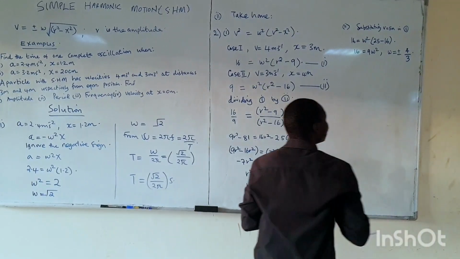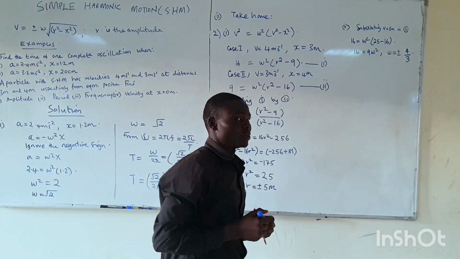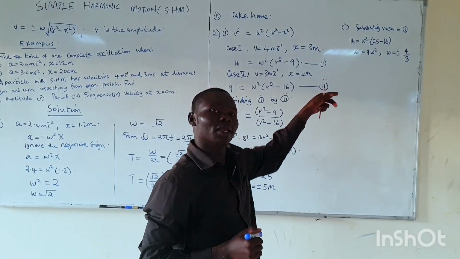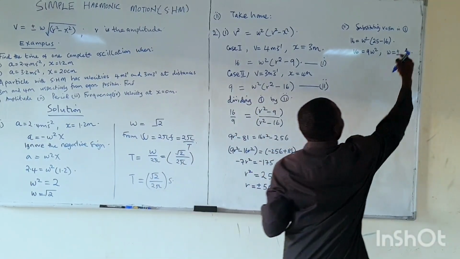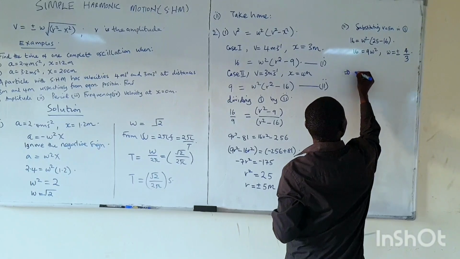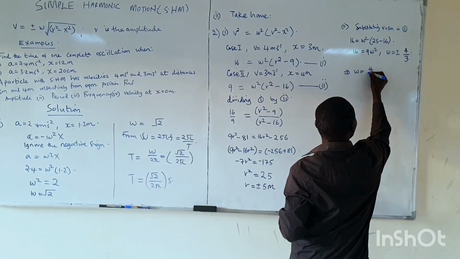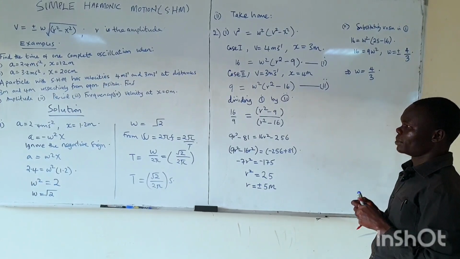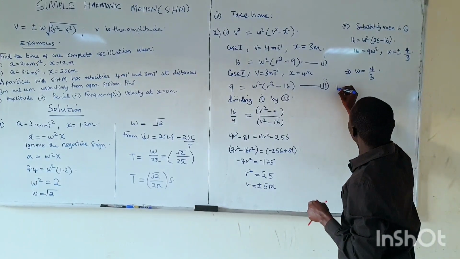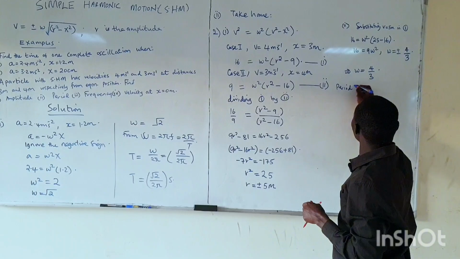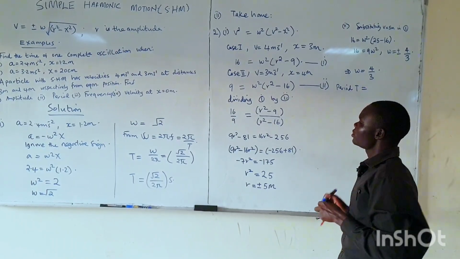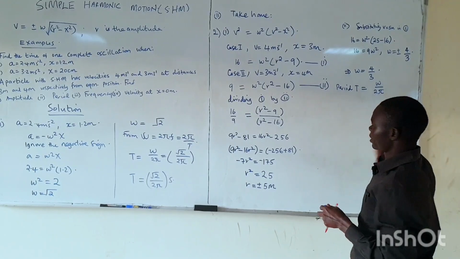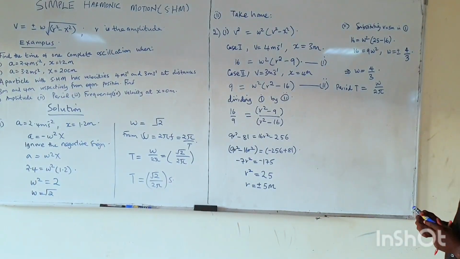So this 4 over 3 is what we called our mu. Now, because mu is never negative, we shall consider the positive value, which is 4 over 3. This implies that mu is equal to 4 over 3. And it is from here now where we shall get our period T. Period T is equal to mu divided by 2 pi. We get it from there.